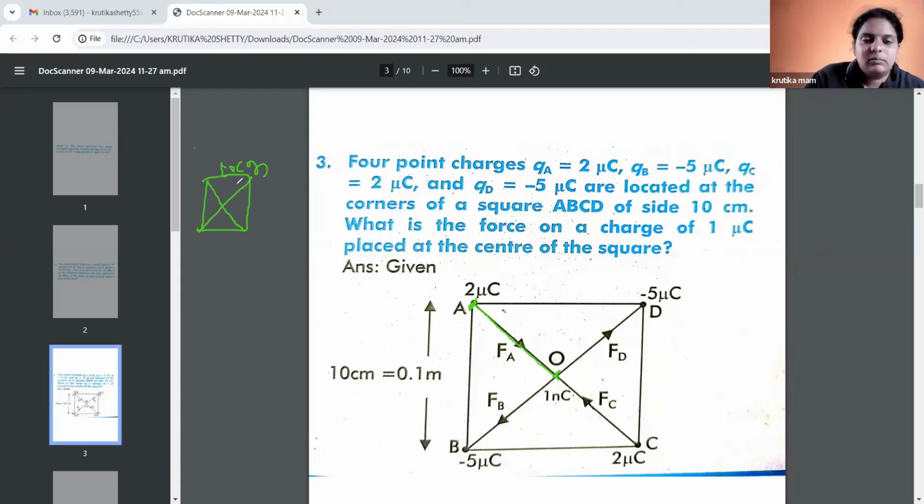Yes. What is the value of AC? It is A, B, C, D. Full diagonal. Yes, 5 centimeter. Yes. Okay.